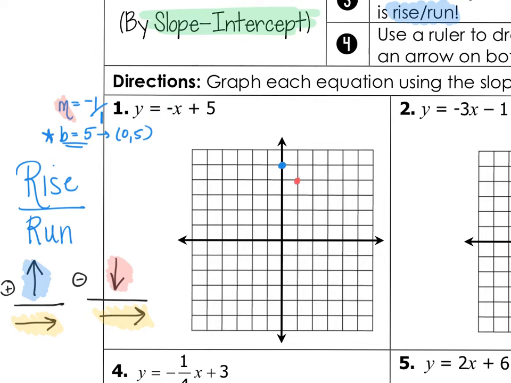You only need 2 points to make a line. You could keep putting more points, down 1, 1 to the right, over and over and over again. But you don't have to do that. You've got enough to draw a line. And that is the line of y equals -x plus 5.